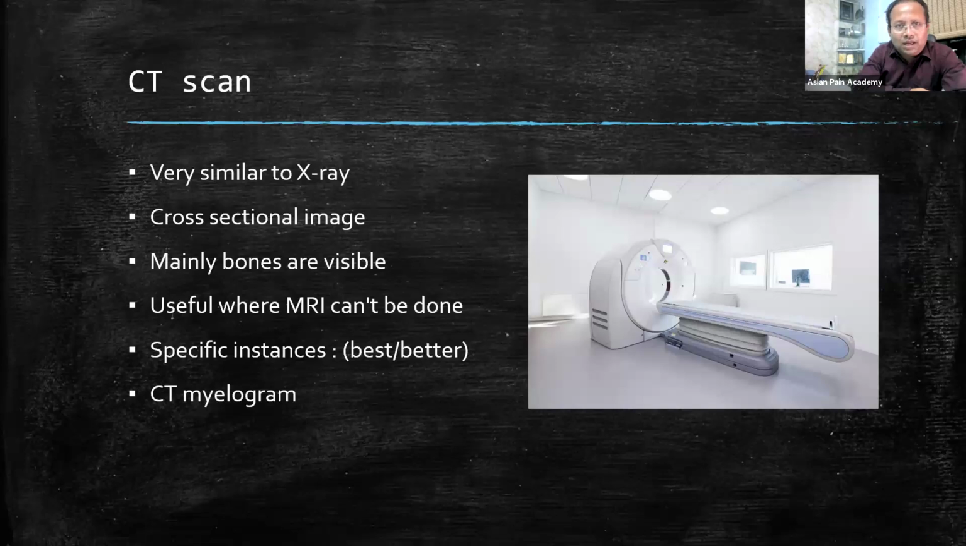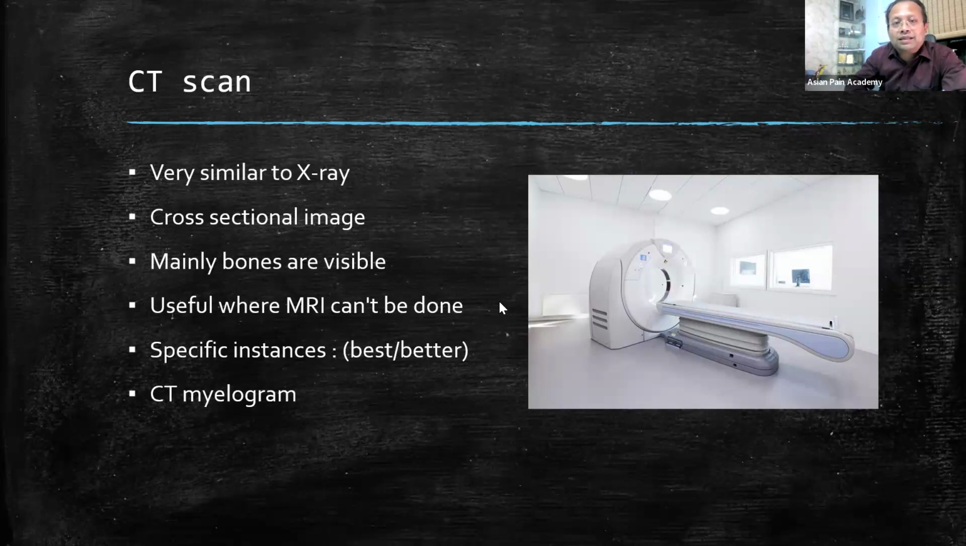Now, next is CT scan. CT scan is very similar to X-ray. Both are X-ray only. So it is more or less similar, but it gives a cross-sectional image, and mainly bones are visible. You can understand that we see the bone only, since it is X-ray. Other structures are also seen, but not with the clarity with which we can see them in MRI. So it is useful where MRI can't be done.